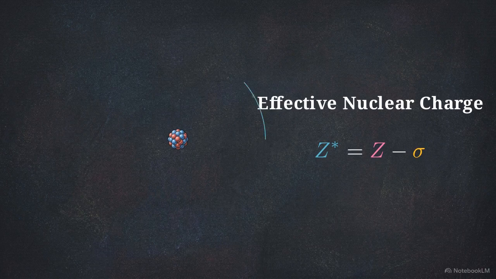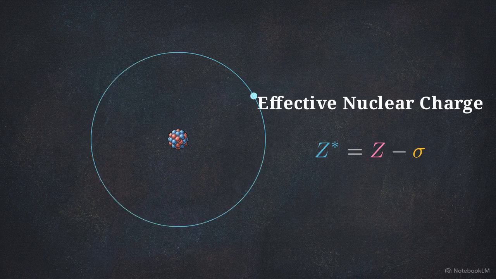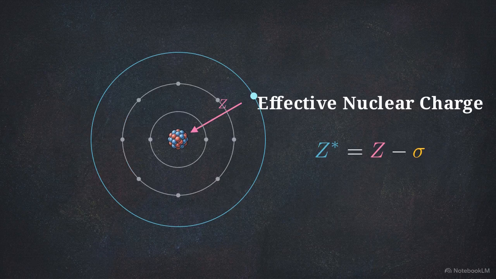In this diagram, the positively charged protons in the nucleus pull inward on the outermost electron, but at the same time, the inner rings of electrons act as a shield, pushing outward. Calculate the difference between that inward nuclear pull and the outward shielding push, and you get Z-star, the true net force felt by that outer electron.